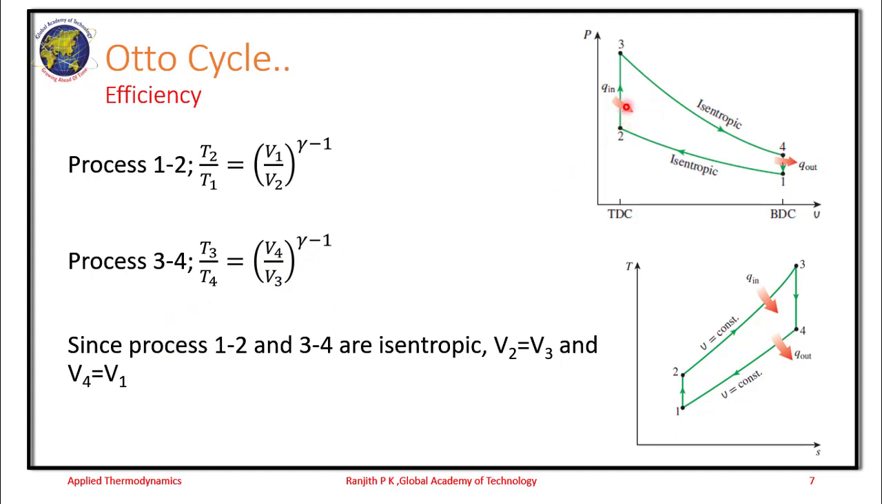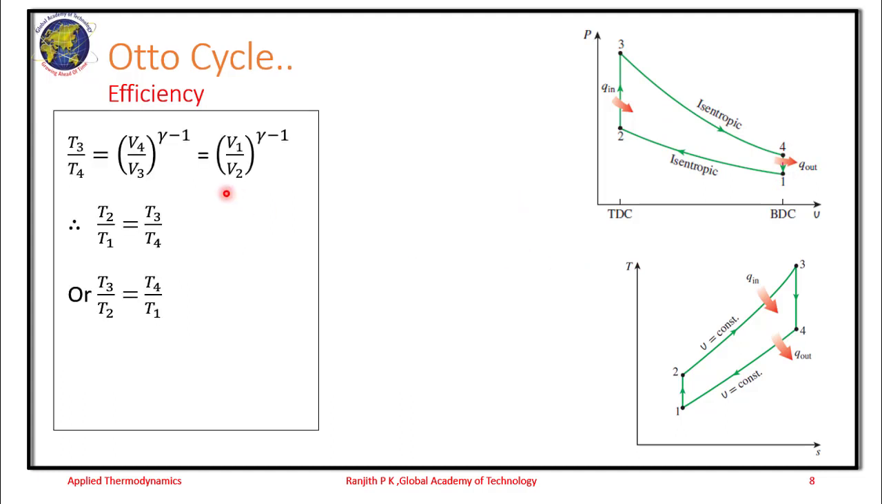So if we have a close look at the PV diagram, we have already observed that process 2 to 3 and process 4 to 1 are isochoric in nature. So V2 equals V3 and V4 equals V1. This is the observation that we can infer. So if that is the case, T3 by T4 is already known, the governing equation T3 by T4 is equal to V4 by V3 power gamma minus 1. So V4 is equal to V1 and V3 is equal to V2. So we have for these expressions T2 by T1 is equal to T3 by T4. Since the right hand side of these expressions are the same, we are able to equate this expression.